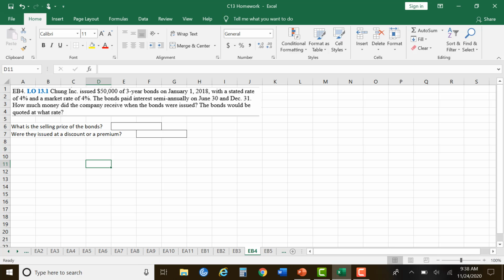Then for 4, we have Chung Inc. issued $50,000 of 3-year bonds on January 1st, 2018, with a stated rate of 4% and a market rate of 4%. So exactly what the market's selling for. The bonds paid semi-annually on June 30th and December 31st. How much money did the company receive when the bonds were issued? The bonds would be quoted at what rate? Okay, so this isn't a trick or anything. They are sold exactly for what the market is. It's equal with the market, so they are sold at par.